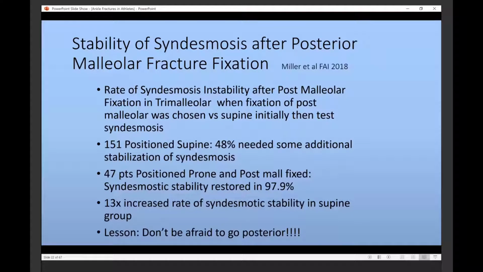And we know that there's another good study in Foot and Ankle. They decided to position them either supine or prone. If you're positioned supine, 48% needed some additional stability of the syndesmosis. But when they position them prone and they fix the posterior malleolus, syndesmotic stability is restored in 97% of the patients. So if you're going to go supine, you're more likely going to do some sort of syndesmotic fixation because you're not going to address the posterior instability. So don't be afraid to go posterior in these patients.